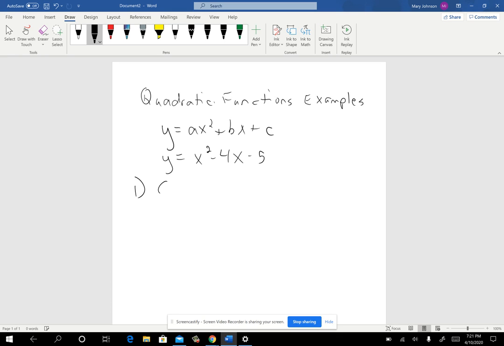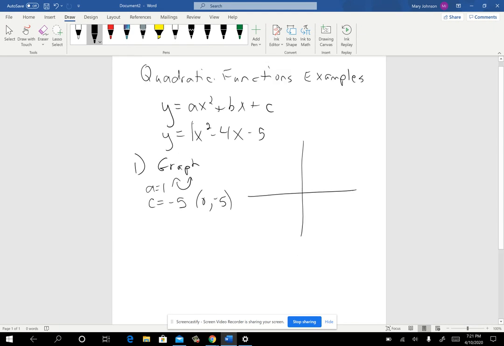So one of the things they might want is for you to graph it. When they want you to graph it, it helps to find some of the key features of the graph. First, notice that in front of the x squared term you have a 1. So if a equals 1, you know that's a parabola that's going to open up because it's a positive number. Another thing you can do quickly is notice that c is -5, which means the point (0, -5) is going to be on the graph of that parabola.